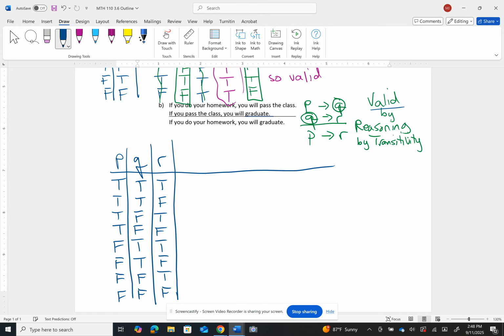Okay. Now the compound statement for this one would be P implies Q. Then it's Q implies R. Those are the premises. So I'm going to hook those with an and, get an answer to all of that, and see if that implies the conclusion, which is P implies R. Okay.